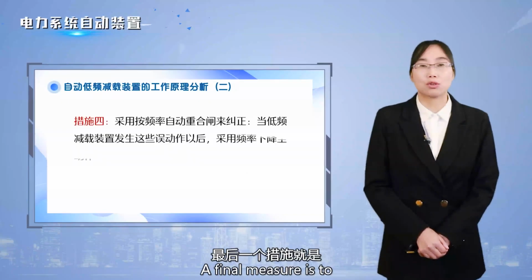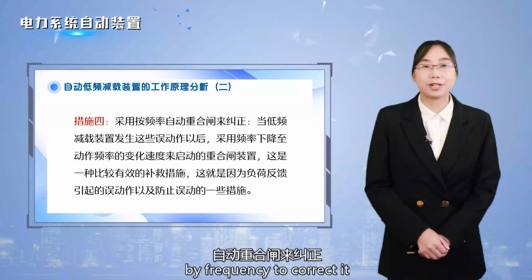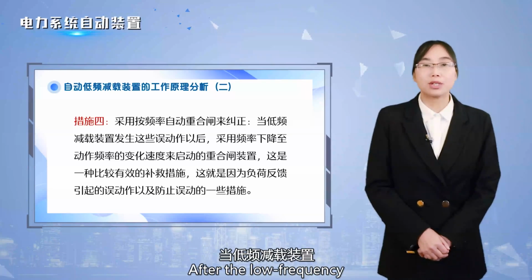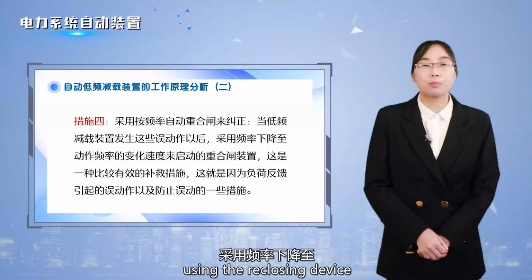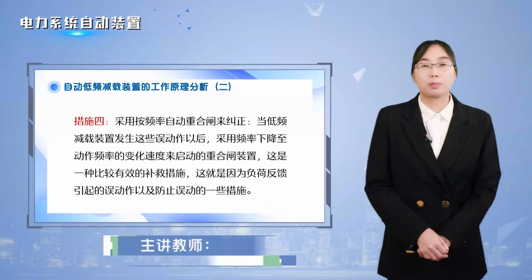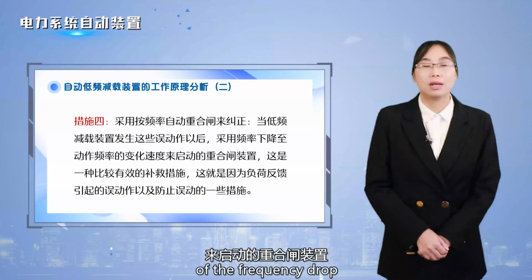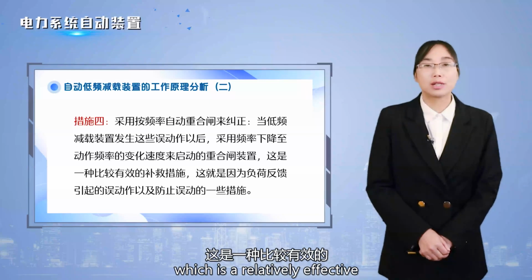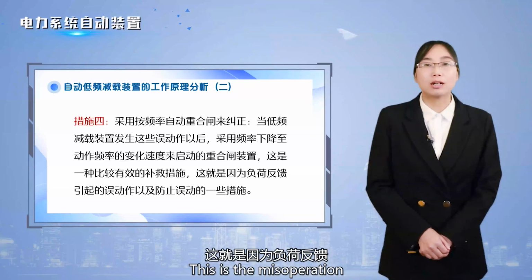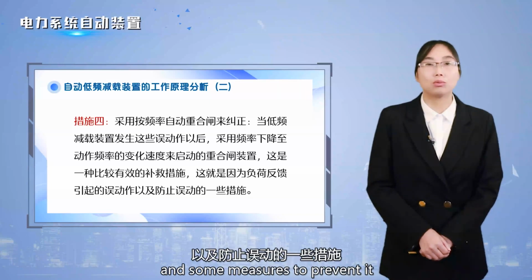A final measure is to adopt automatic reclosing by frequency to correct it after the low-frequency load shedding device has misoperated, using the reclosing device, that is, activated by the change speed of the frequency drop to the action frequency, which is a relatively effective remedy. This is the misoperation caused by load feedback and some measures to prevent it.